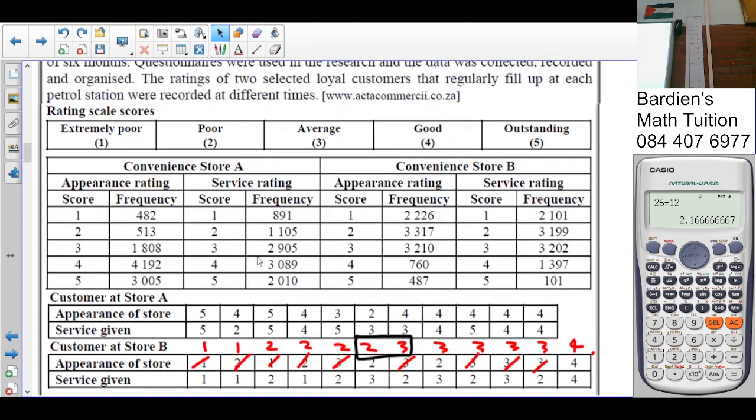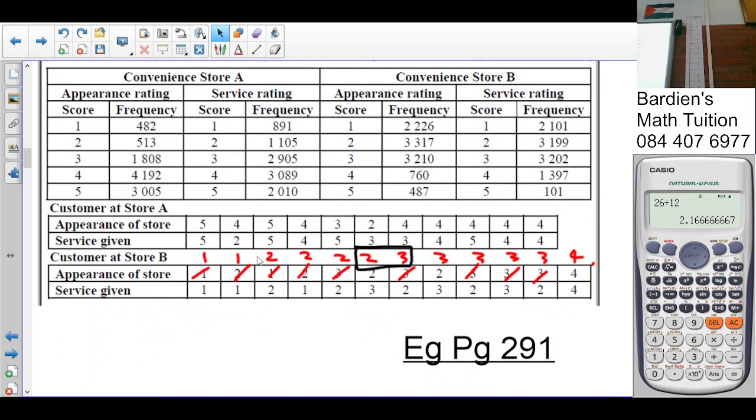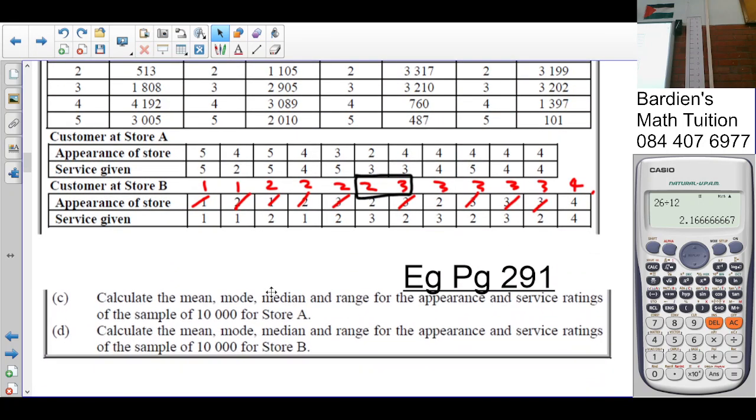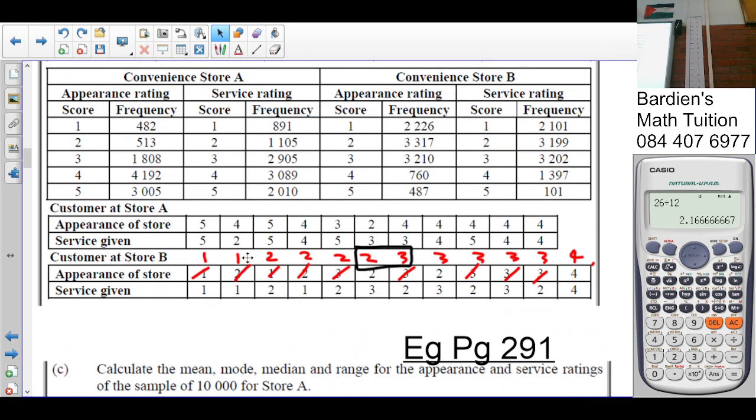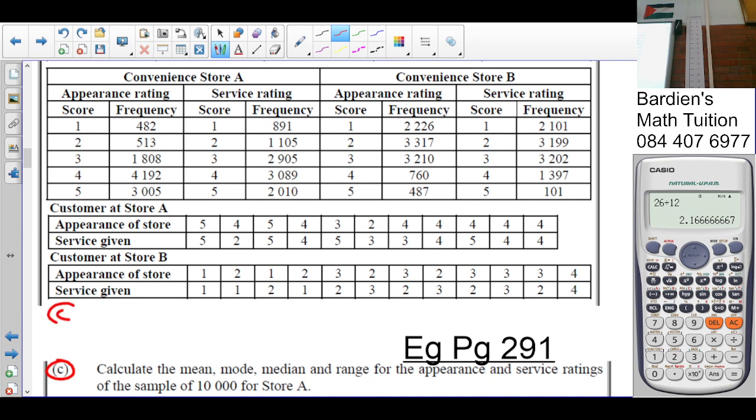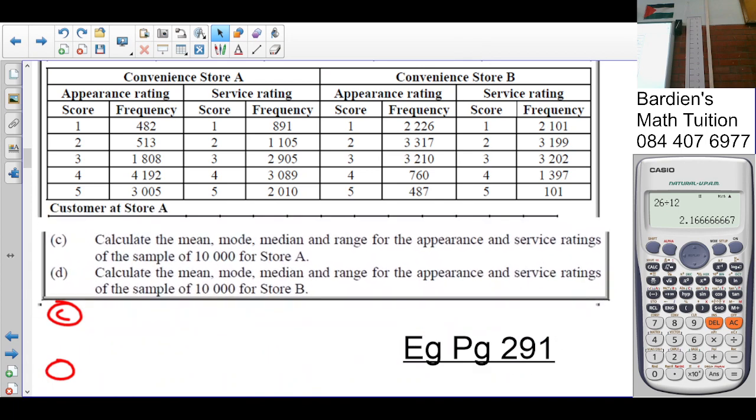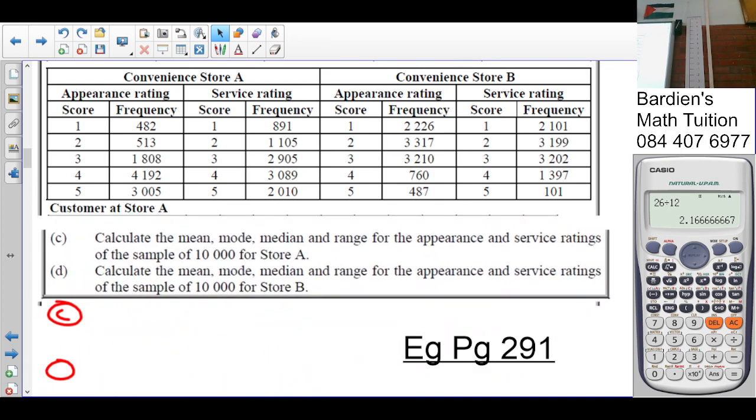Okay, so now I need that thing. Okay. So what happens here is, if it says calculate, some people, calculate the mean, median and mode. I wonder if I can put it on top of it. Yes. Okay, because I'm running out of space here.